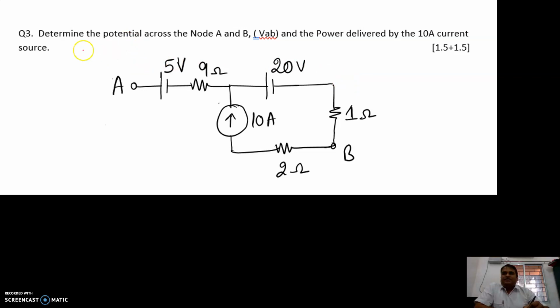Now the third question that is asked is to determine the potential across node A and B.